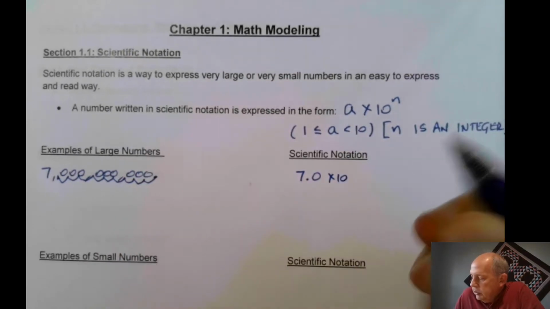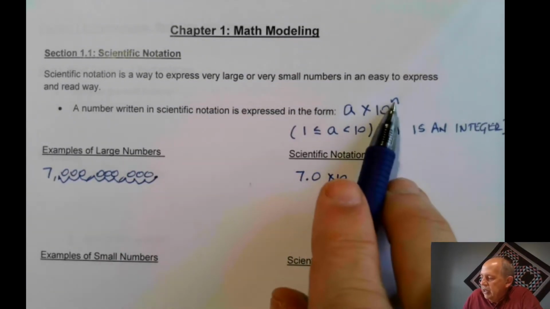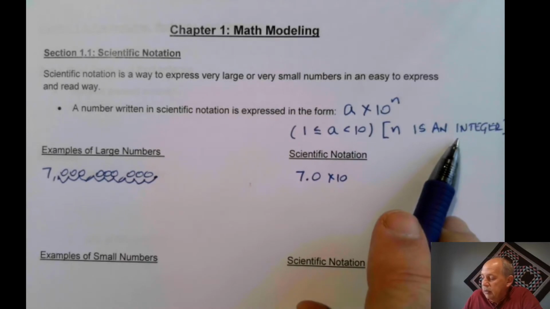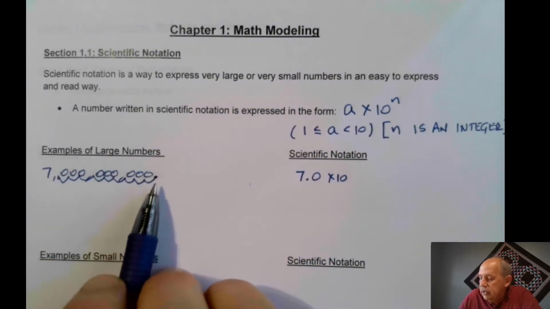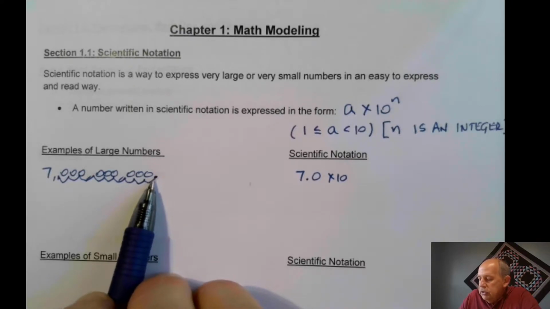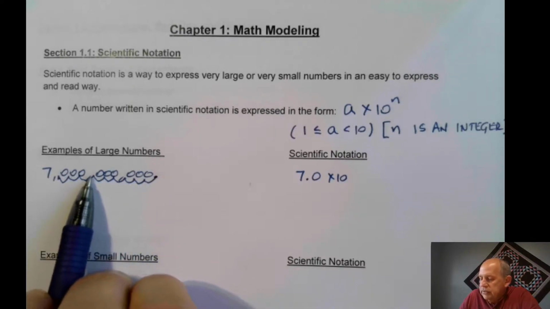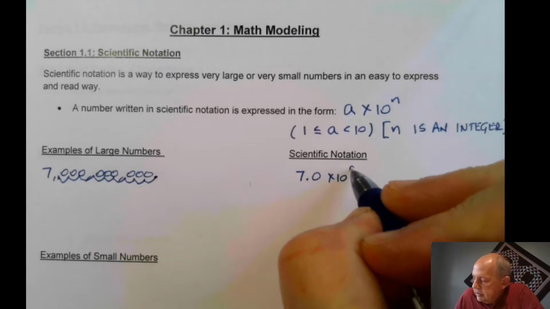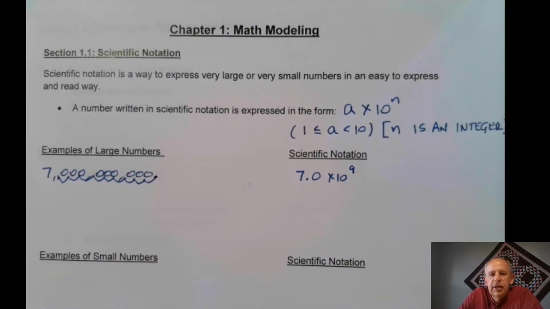Then I'm going to multiply this number times 10 to the n, and this n value is going to be a positive or negative whole number, and it's going to be the number of places I move this decimal over. So 1, 2, 3, 4, 5, 6, 7, 8, 9 places. This is 7.0 times 10 to the 9th.